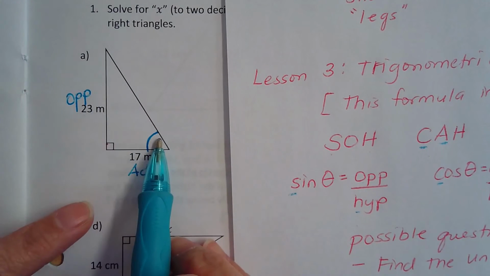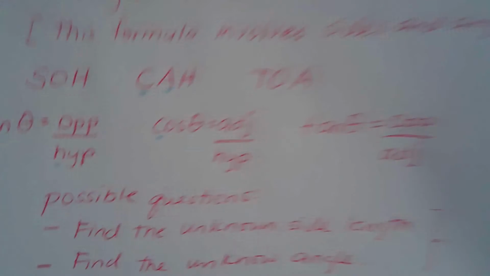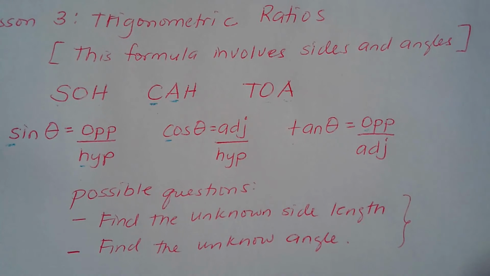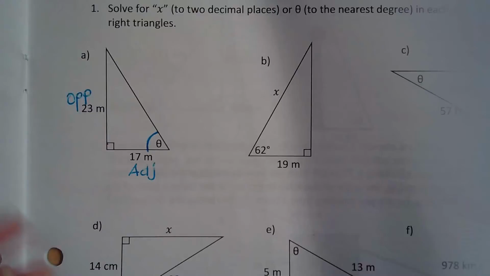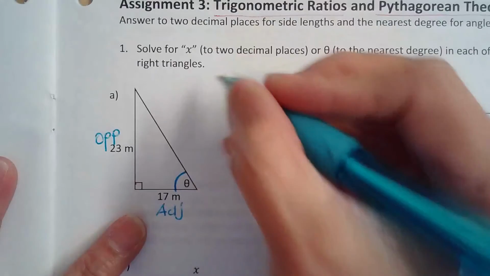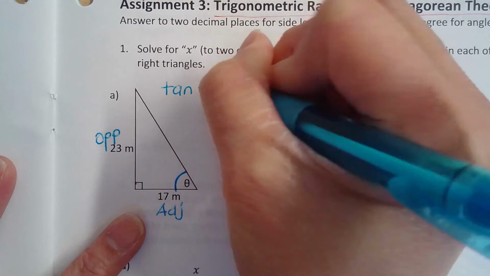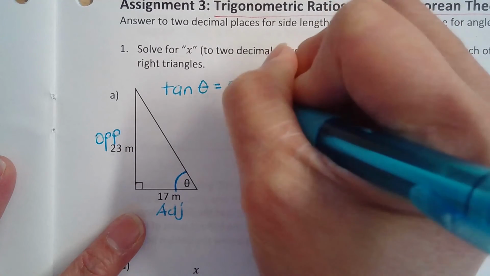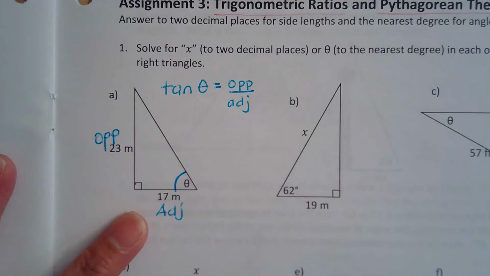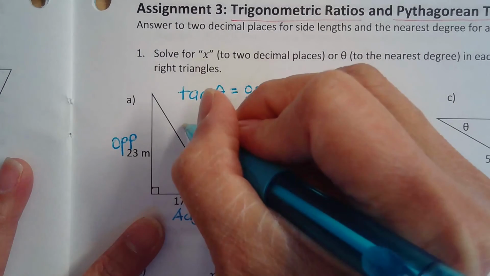Okay, look at this one. We got the theta, adjacent, and opposite. Which one has theta, opposite, and adjacent in it? The tangent, right? The tangent. So that's how we are going to pick our right formula. So we're going to put tangent theta equal to opposite over adjacent. Now, the next thing is to substitute the values.